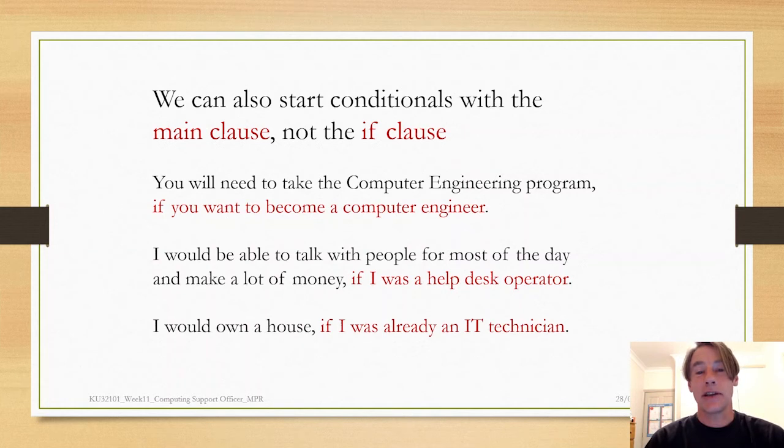We can also start conditionals with the main clause, not the if clause. So we reverse the order of the clauses. You can see the red part is now the second part of the sentence. The first clause is in black, the second one's in red. These examples are, you will need to take the computer engineering program if you want to become a computer engineer. The second one is, I would be able to talk with people for most of the day and make a lot of money if I was a help desk operator. And the third example is, I would own a house if I was already an IT technician. So as you can see, you can change the order of the clauses.